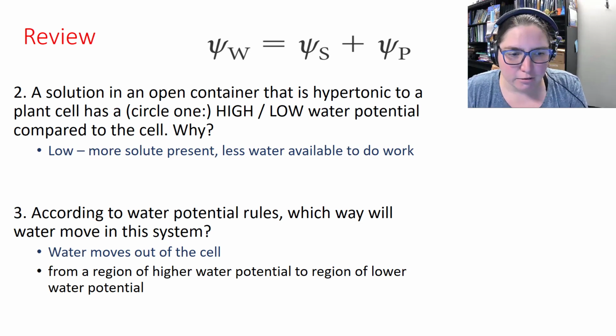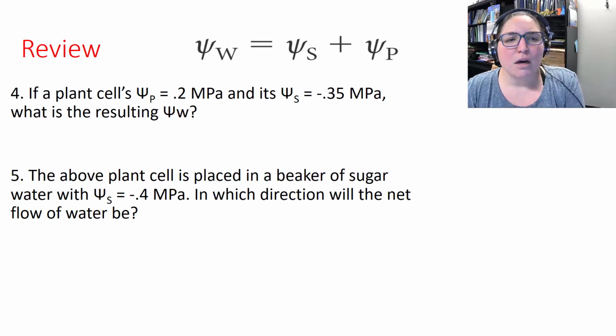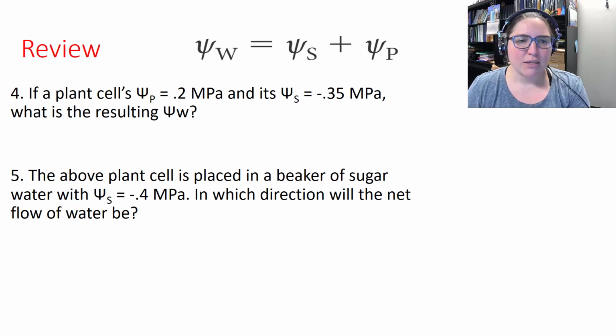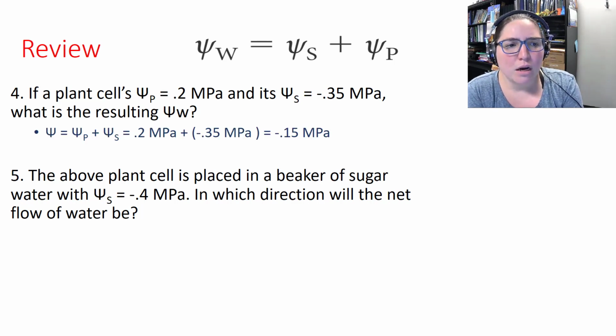Oh, I forgot I had another thing. Water moves from a region of high water potential to a region of lower water potential. Next one here: if a plant cell's pressure potential is 0.2 megapascals and its solute potential is negative 0.35 megapascals, what's the resulting water potential? Well, there's an equation up there. Plug the numbers in the equation, right? So water potential equals pressure potential plus solute potential.